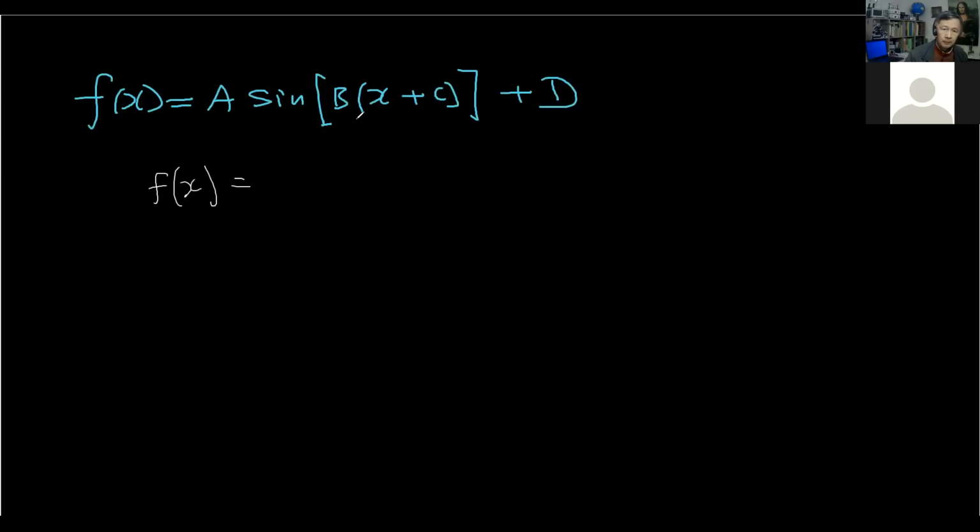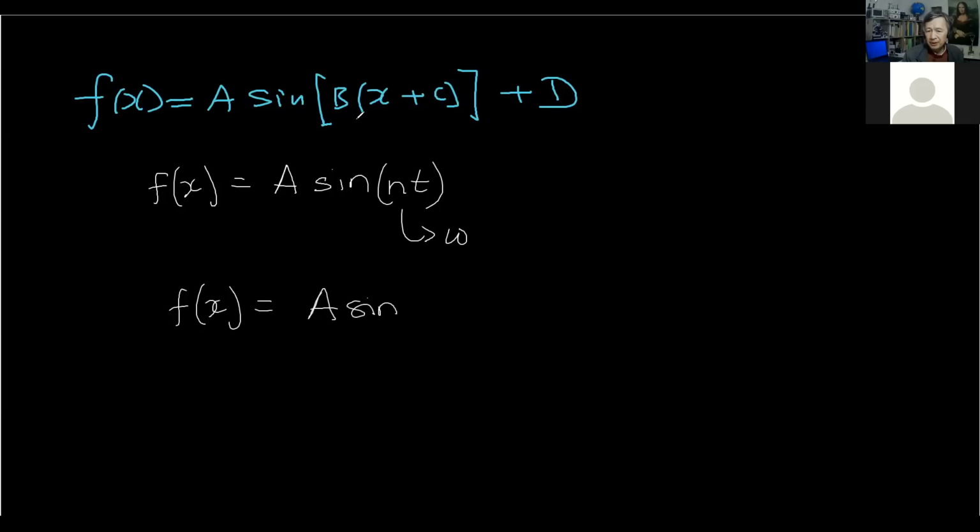f(x) equals like a sine. So they use like nt, so n is basically omega. Too many notations. You have to stick with one, because n is often used to represent the integer, so n is not a good idea.